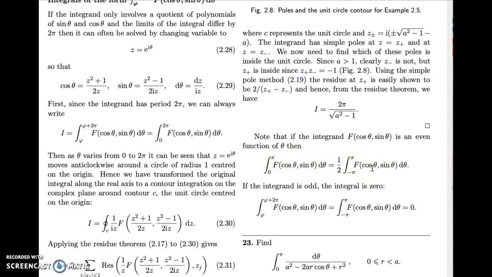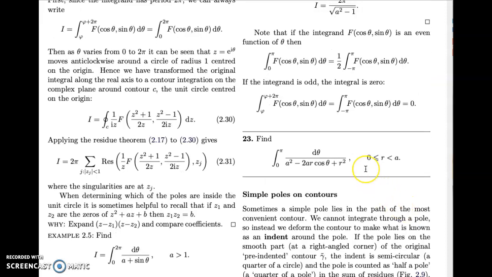And also importantly, remember that if the integrand is odd, the integral will be 0, because if this is odd and it's over a period, then you can always shift your range of integration to minus pi to pi, and if you're integrating an odd function over symmetric limits about the origin, then you'll always get 0. So just remember that. Okay, you can now do the next question.